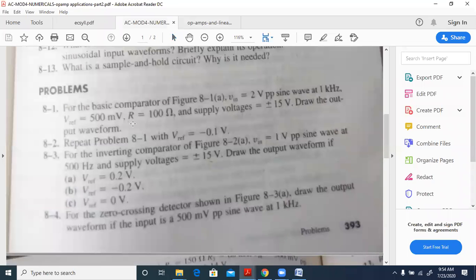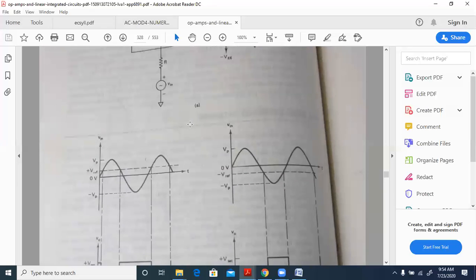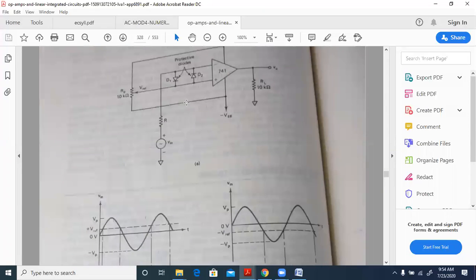So for this, 8.3 is for the inverting comparator, where we have Vin equal to 1 volt peak to peak. That means Vp, or Vmax, will be equal to 0.5 volts. And we need to consider the inverting comparator with V reference equal to 0.2. So the inverting comparator is here, where we have connected the input to the minus and V reference to the plus.